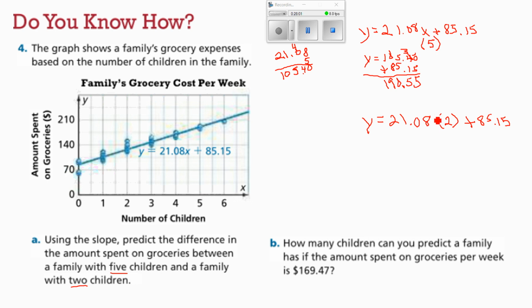This is going to be a little easier. 2 times 8 is 16. We'll carry the 1. And that'll be 16 comes down. I know 2 times 1 will be 2. I know 2 times 2 will be 4. Now I have to add $42.16 to $85.15. Let's hope I don't start subtracting again.